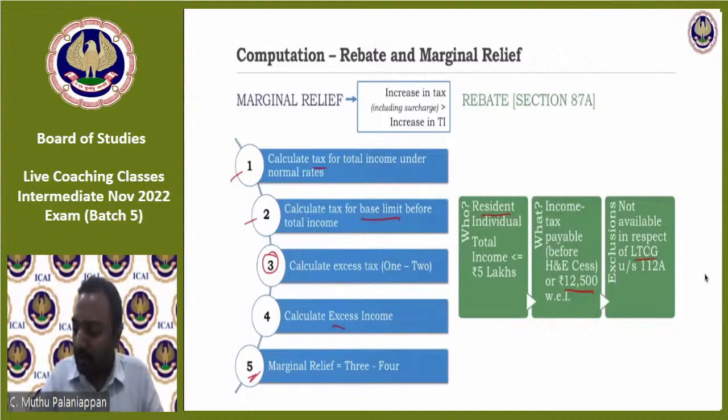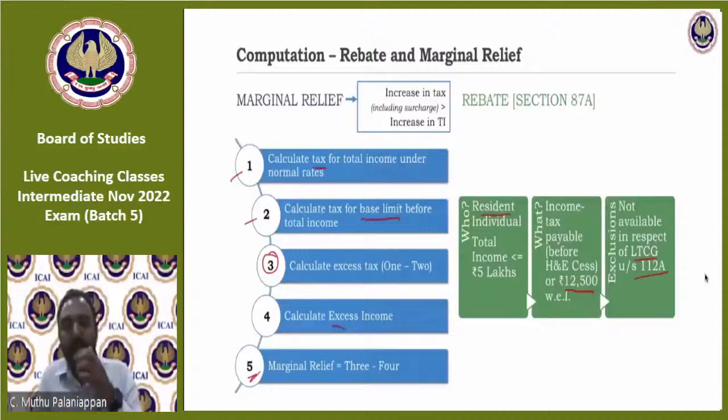And it is not available on LTCG under section 112A. So this benefit is basically not available under section 112A. So on that, you cannot claim rebate. So that's what rebate is about.